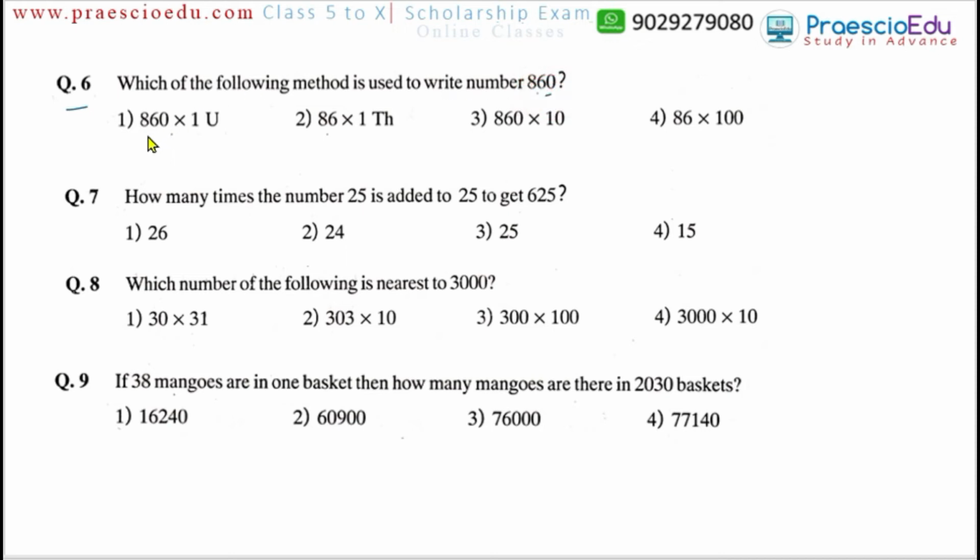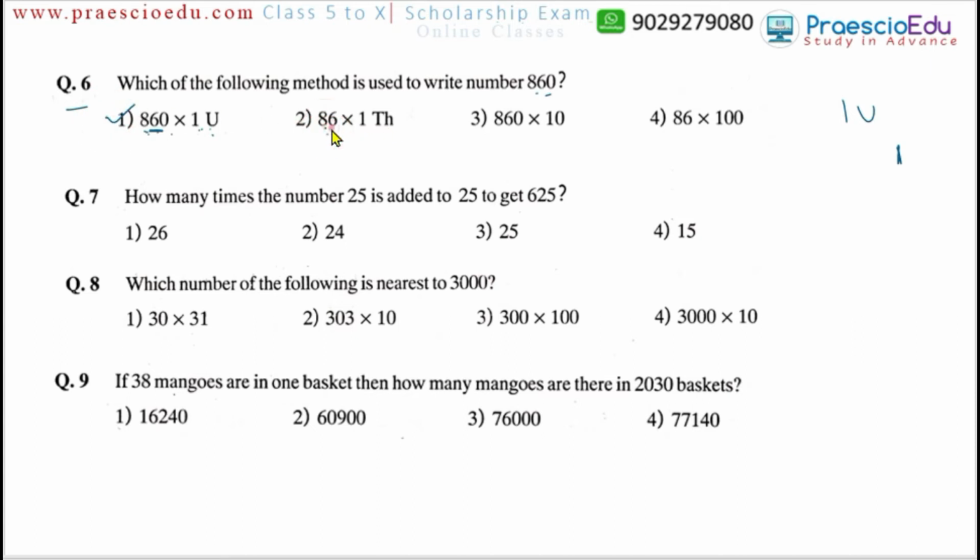Now in this one, option number 1 is 860 multiplied by 1 unit. 1 unit means there is a 1 at the unit place, so multiply by 1. Any number multiplied by 1, the product will be the number itself, and the same holds here, so this option is the correct one.